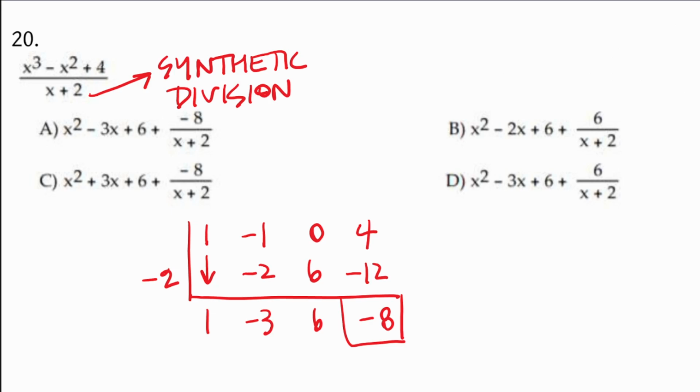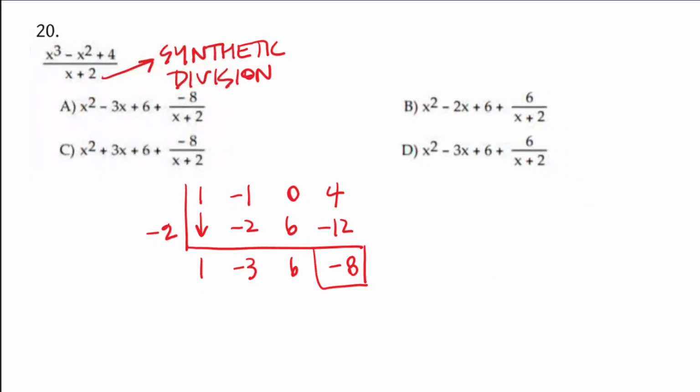I see two of these that have a remainder of negative 8, so I've got to match up. Okay, what else is going on here? I've got negative 8 over x plus 2, positive 6, negative 3x, and positive 1x squared. So x squared minus 3x plus 6 minus 8 over x plus 2. There it is right there.